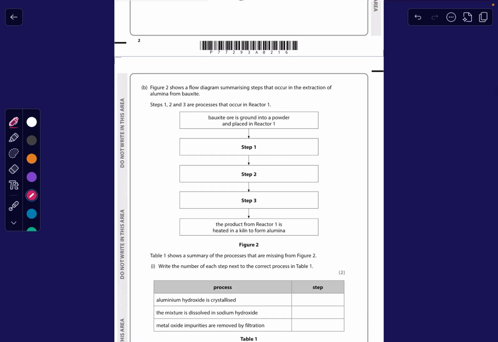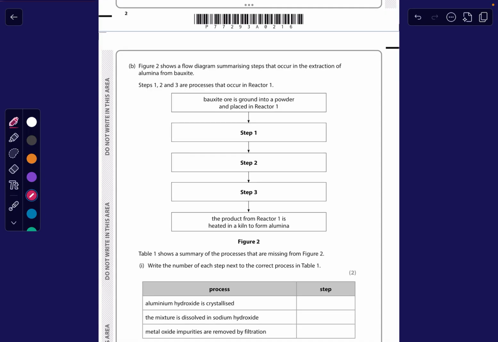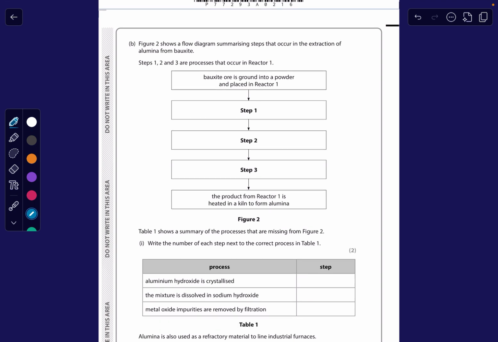Right, let's move over. Figure 2 shows a flow diagram summarizing the steps that occur during the extraction of alumina from bauxite. So this is the Bayer process again. Steps 1, 2, and 3 are the processes that occur in reactor number 1. They've left these blank for you, but fortunately it's the same steps that I've taught you. Bauxite is ground up into a powder and placed into reactor 1. This is to increase surface area, make it easier to dissolve, make it easier to react. In step 1, we're going to dissolve it in extremely hot and concentrated sodium hydroxide, which we call caustic. And we call this process digestion.